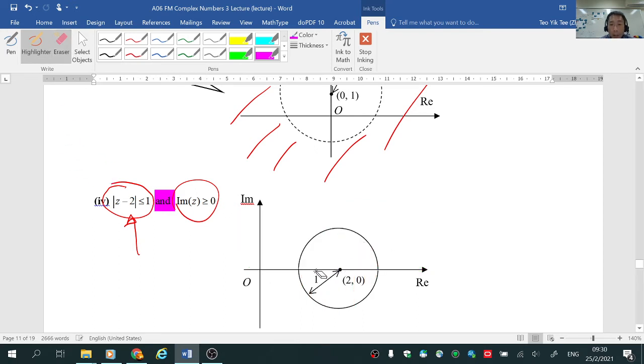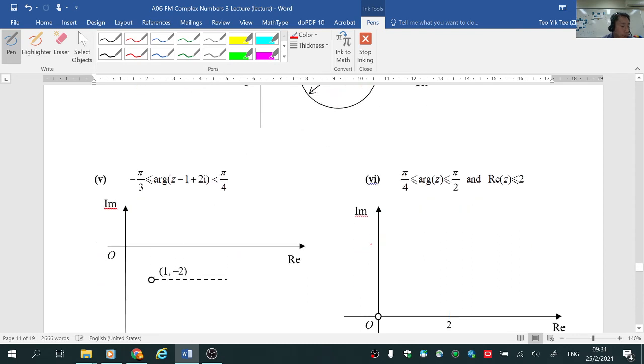So in terms of presentation, you don't need to shade so many things. At the end of the day, you just tell me this is the region that you want. That is enough. You don't need to show me that I need to do the intersection. For presentation or answer, just shade the region required.